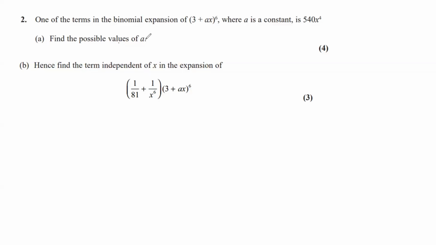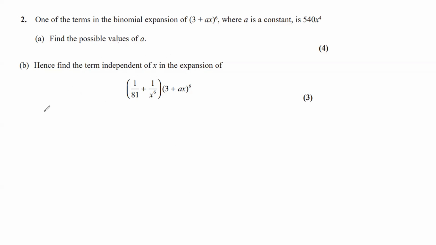One of the terms in the binomial expansion of (3 + ax)^6, where a is a constant, is 540x^4. Find the possible values of a. So let's expand (3 + ax)^6 and see what will be the coefficient of x^4.